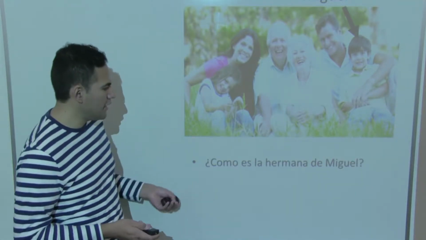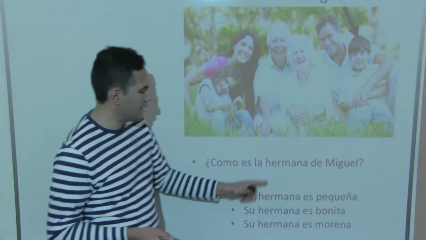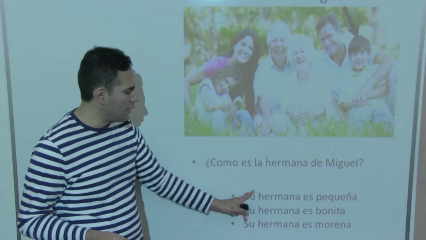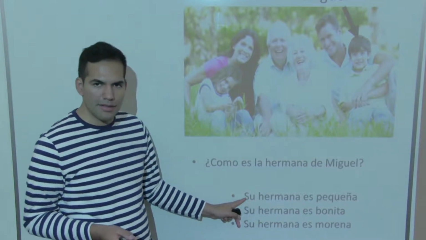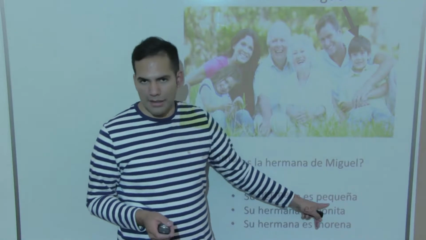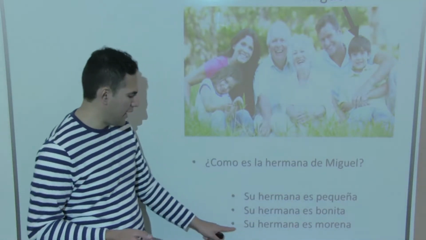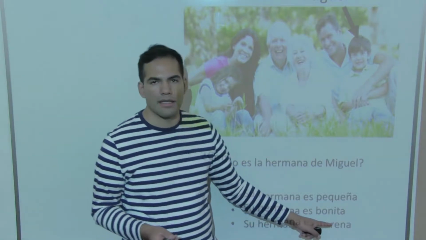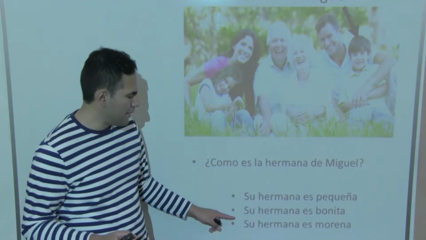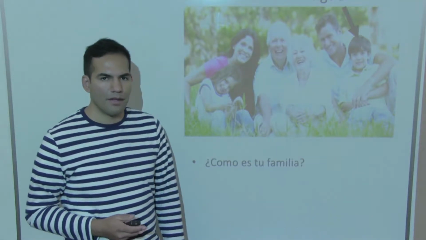Okay, so here are the examples that I came up with. Su hermana es pequeña. His sister is small. Here you go. And now we're not using the plural, we're using singular because it's only one sister. Su hermana es bonita. Y su hermana es morena. His sister is brunette. So again, we use the singular, okay?